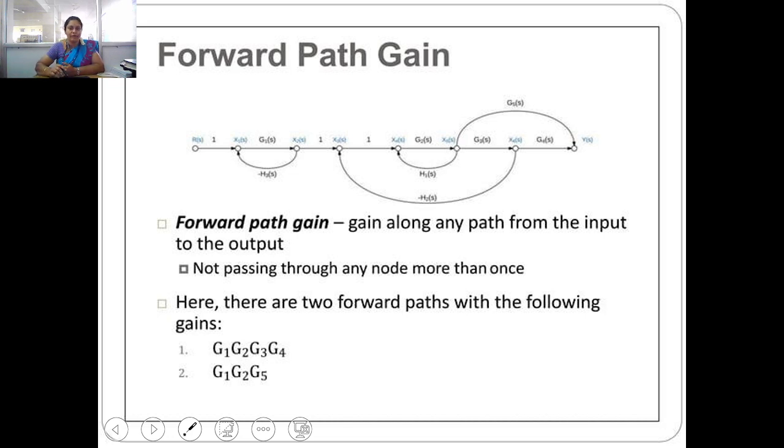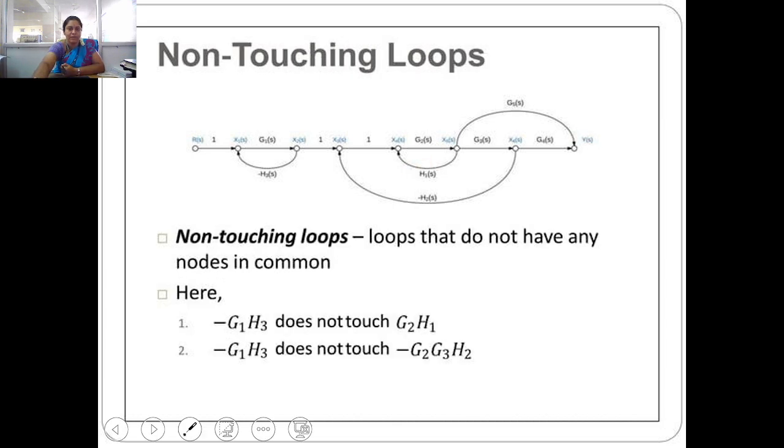And this is your forward path gain, that is from input to your output, from starting to ending, what are the paths to receive your output. This is one of your paths, again this one, this one, this one, this is one of the paths. So totally two paths are available.